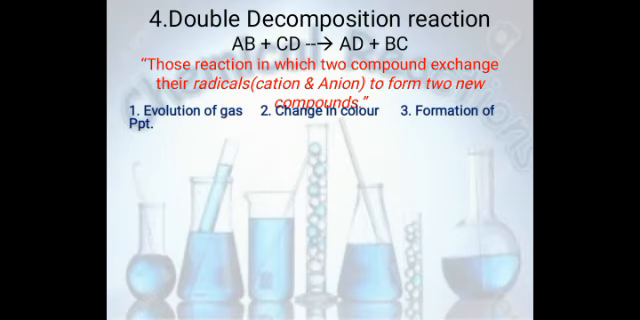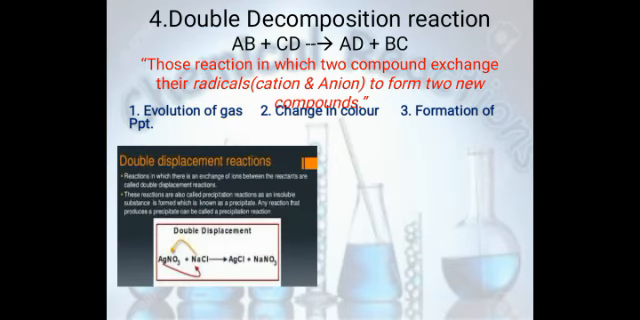So let's see the signs by which we will come to know that a double displacement reaction is occurring. First, evolution of gas. If gas evolution is there, it is double displacement. Second, change in color and formation of precipitate. We can see formation of precipitate in this reaction also. Example is AgNO3, silver nitrate, reacting with sodium chloride. Sodium is replaced with nitrate and silver is replaced with chlorine. So silver chloride is formed, and it will form a precipitate.